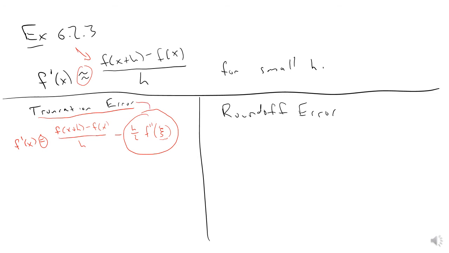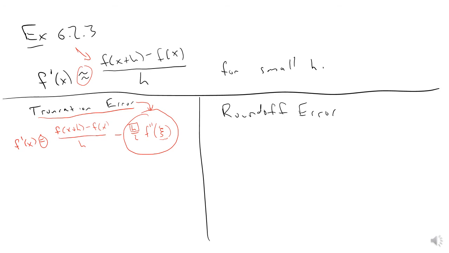So the truncation error is this term at the end that shows for some number psi between x and x plus h. That number, h over 2 times f double prime of psi, is how far the difference quotient is from our actual answer. Notice here our truncation error is proportional to h. Okay, and remember, when we say proportional to h, we mean it's a multiple of h.